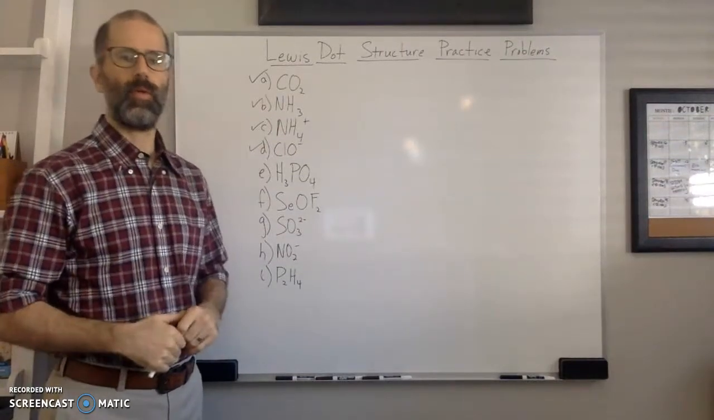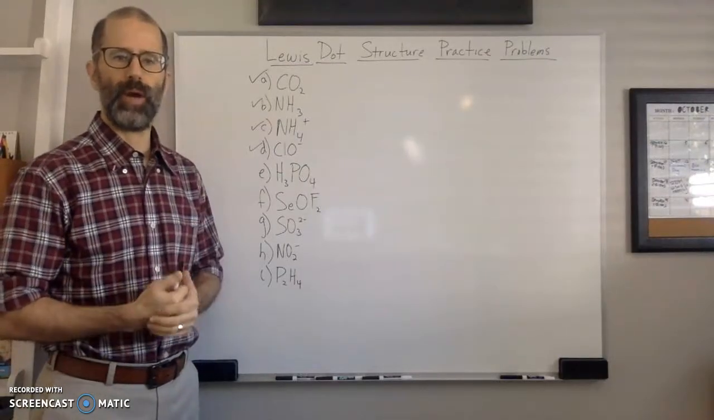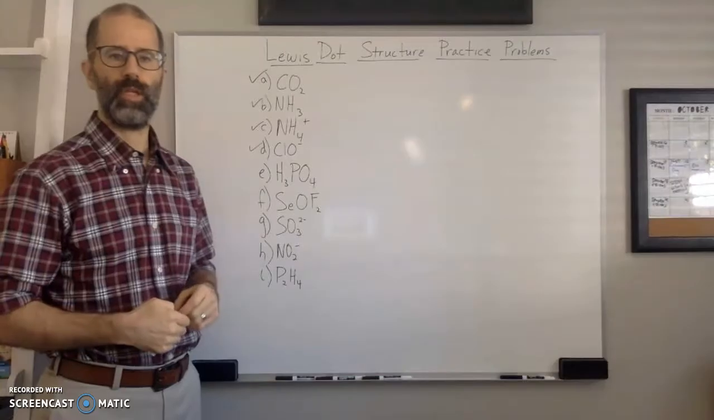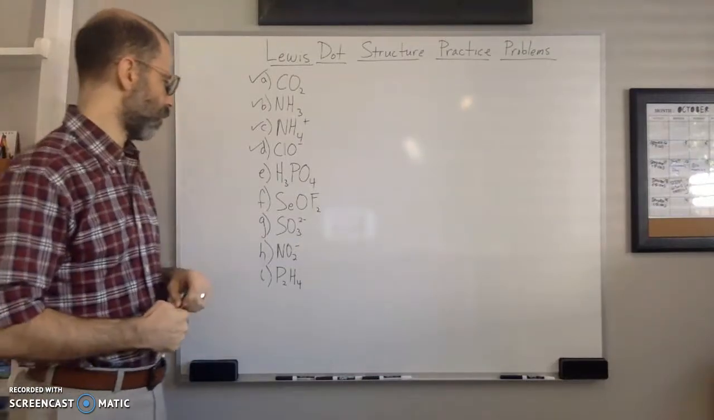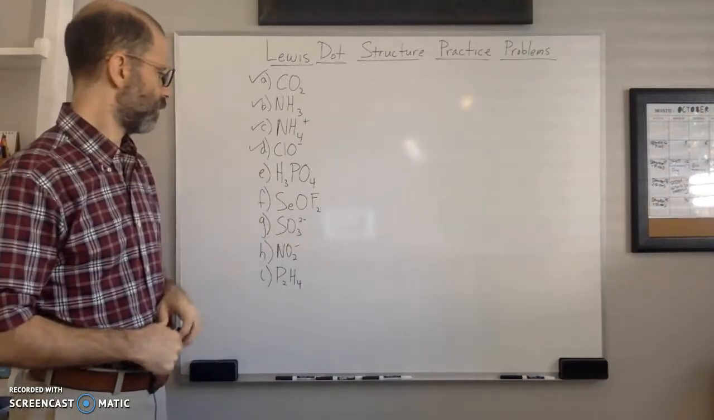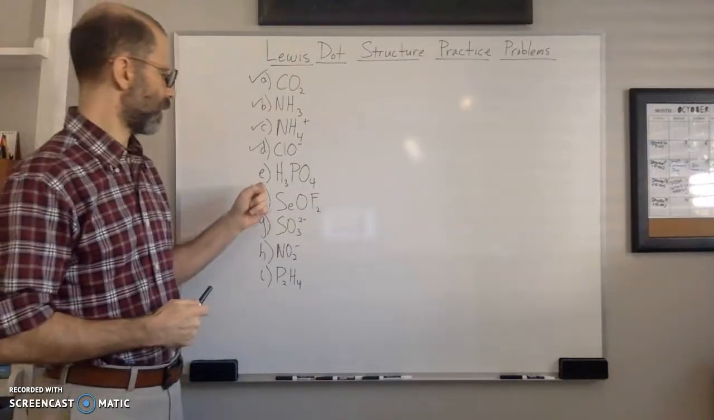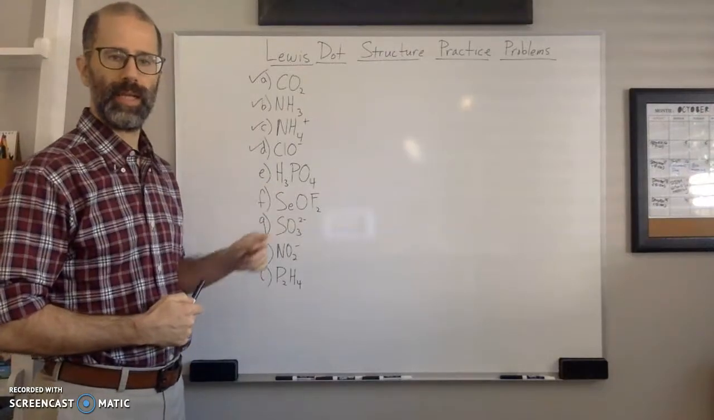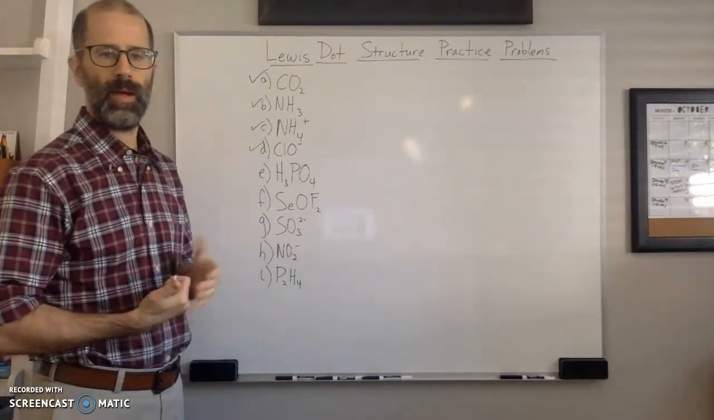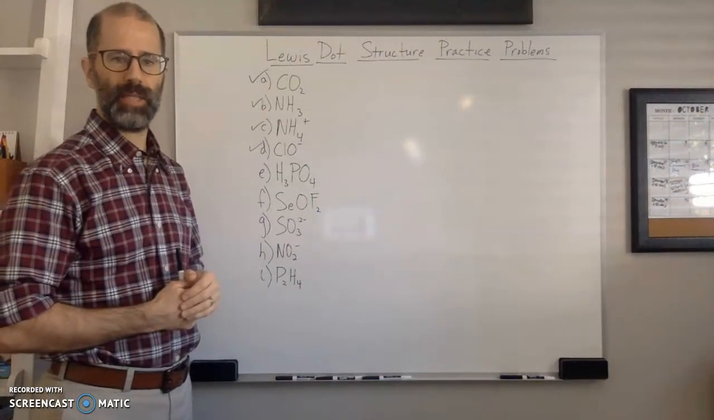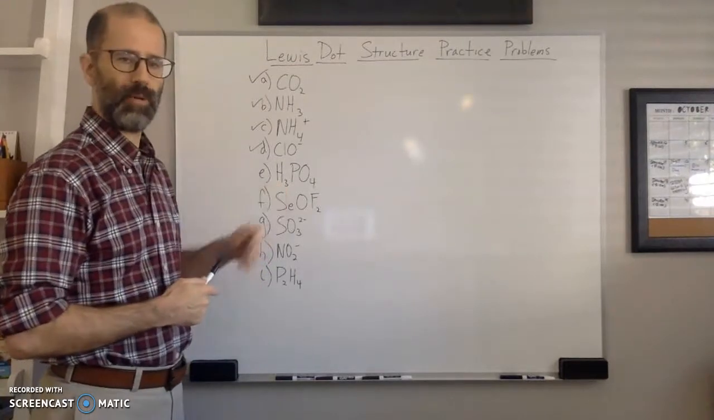My name is Mr. Cobalt and this is the third segment of going through practice problems involving Lewis dot structures. The next one I'm going to go over is phosphoric acid. This is a particular special one because you'll notice that phosphoric acid begins with hydrogen. And as I've said before, hydrogen is not going to be a central atom. So watch out for that.